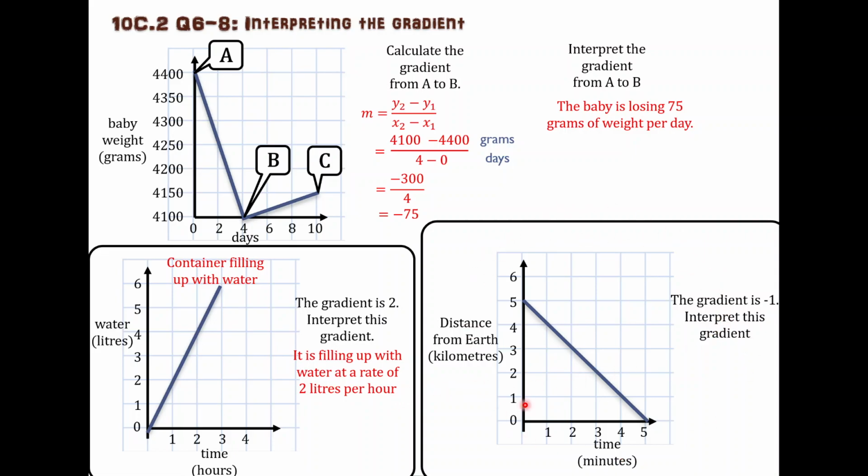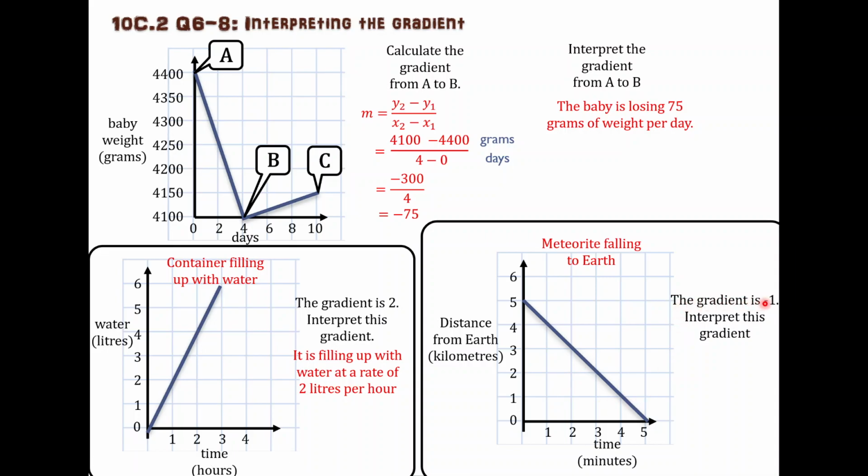Even before looking at anything else in this question, you can already see the unit for the gradient is going to be kilometres per minute. It's like a speed. In fact, it is a rate. So the unit for the gradient will always be the unit of the y-axis divided by the unit of the x-axis. We can have a guess as to what this graph might represent. It says distance from Earth in kilometres, something that might be 5 kilometres above Earth, maybe a plane or an asteroid or something. I'm going to say it's a meteorite falling to Earth, just for an example here, because that seems to fit, I suppose.